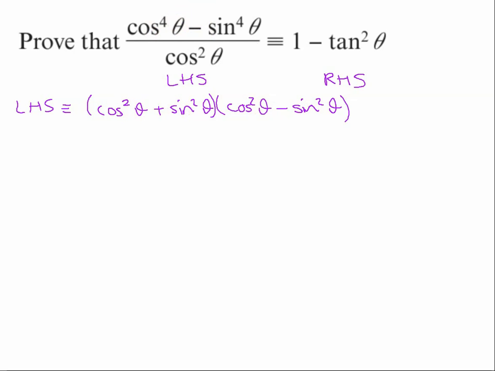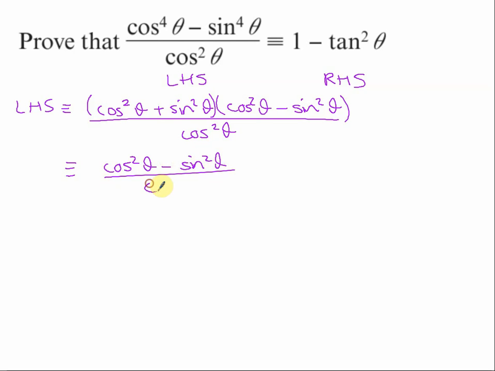Ah, right, well, this is interesting because that is now equal to 1. You can't skip any stages here, so I'm going to have to write that, which is the same as just this. So cos squared theta minus sine squared theta all over cos squared theta. Because of the identity, I can get rid of that bracket. Well, I can now split this denominator between both terms, so I end up with cos squared theta over cos squared theta minus sine squared theta over cos squared theta.